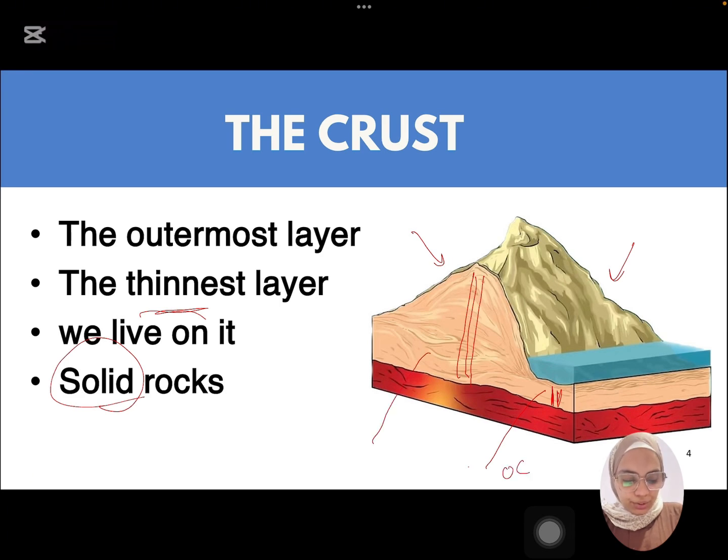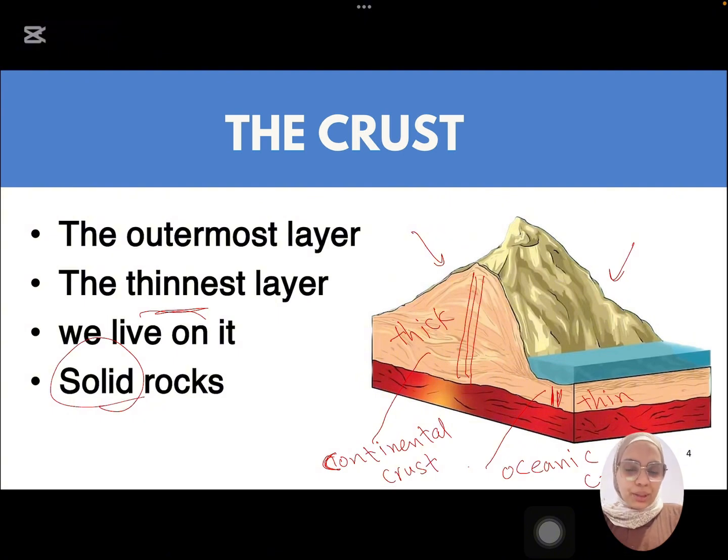Here I will write oceanic crust, which is thin, and here continental crust, which is thick.